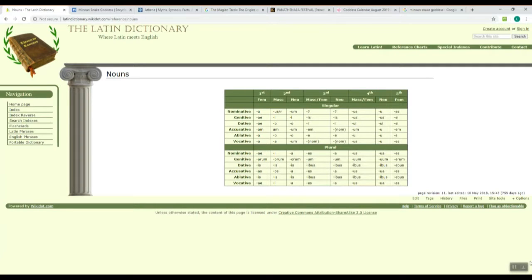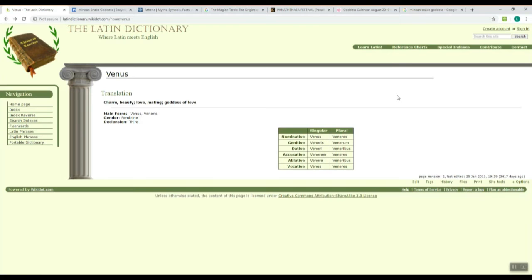Guess what, guys? Take a good look again. Just look at the nominative if you can. Nominative first and nominative plural. Female is A, nominative AI. Masculine is US or R. Masculine is I. Let's go back. Venus.